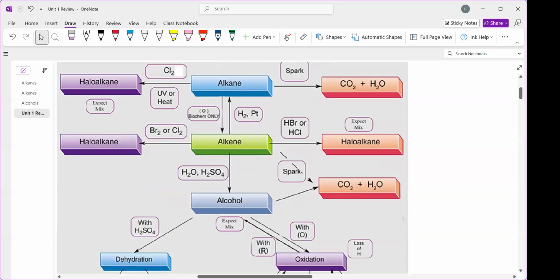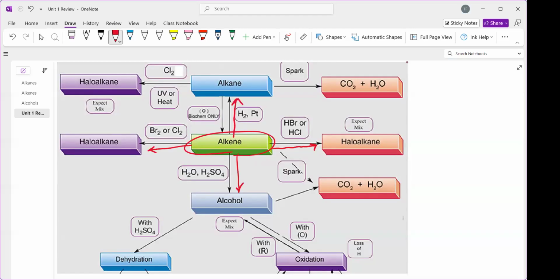So, for example, this guy here, or alkene here. If we want to make an alkene, we have to do the opposite of the arrow. If we're starting with an alkene, that's the tail of the arrow. So if we're starting with an alkene, we can go to a haloalkane. We can also go to an alcohol, or we can go to an alkane, or we can burn it. And every one of those arrows points away from the alkene, meaning that you're starting with an alkene.